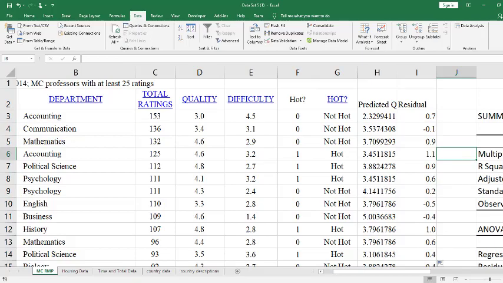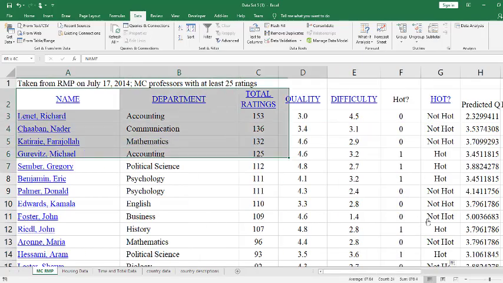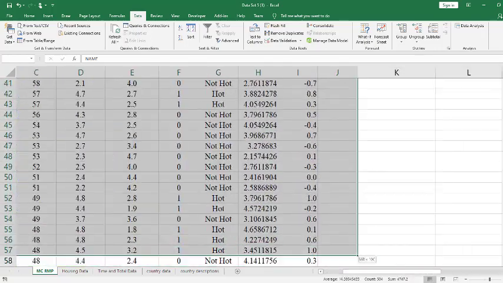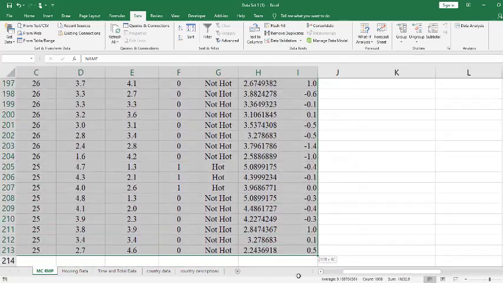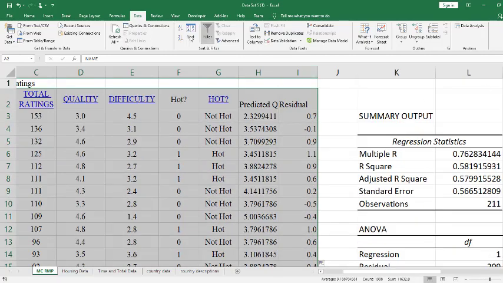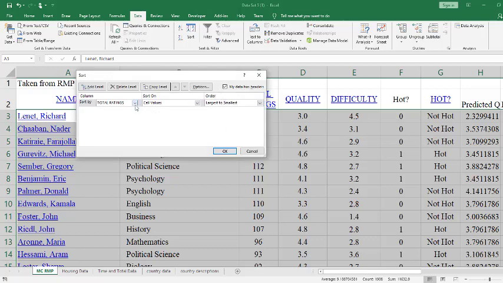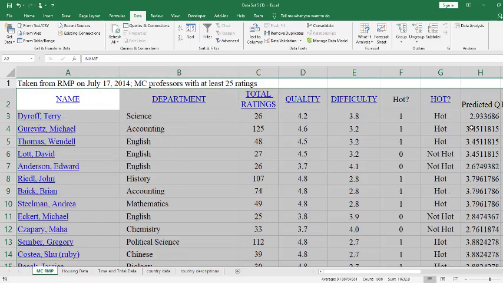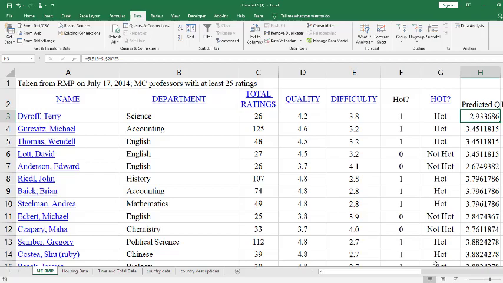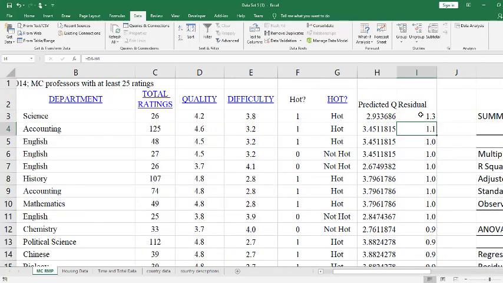Now, we can find, according to this analysis, again, flawed analysis, but still an interesting analysis, the best professor at Montgomery College. I'm going to sort, just sorting based on residual from largest to smallest. Someone in the science department has a residual of 1.3. They are more than a full point higher than what you would expect.